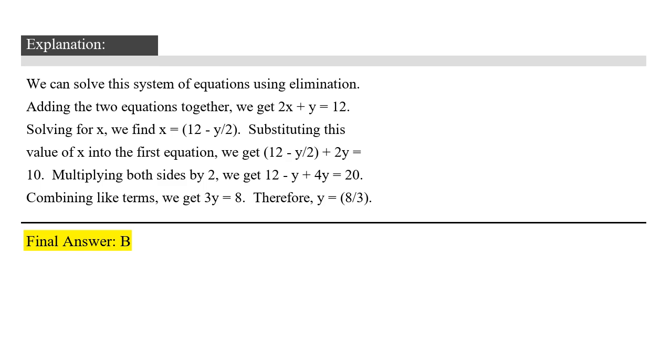We can solve this system of equations using elimination. Adding the two equations together, we get 2x plus y equals 12. Solving for x, we find x equals (12 minus y)/2. Substituting this value of x into the first equation, we get (12 minus y)/2 plus 2y equals 10. Multiplying both sides by 2, we get 12 minus y plus 4y is equal to 20. Combining like terms, we get 3y equals 8. Therefore, y equals 8/3.